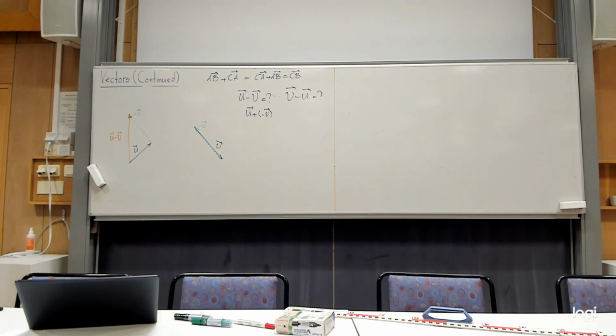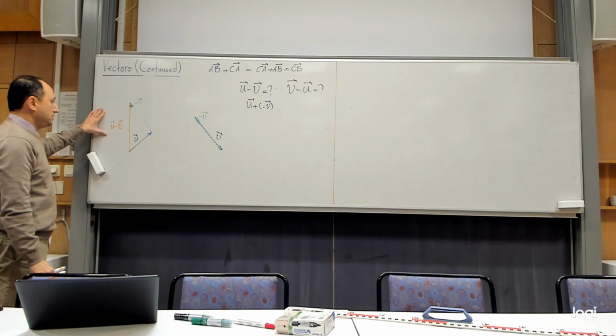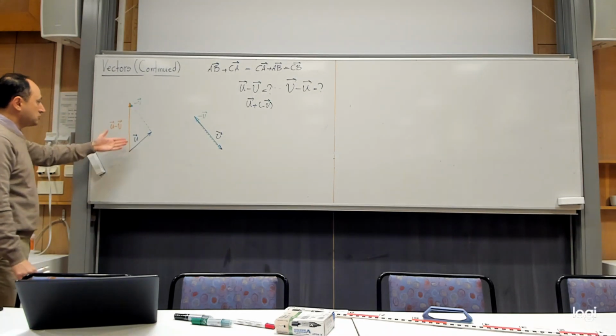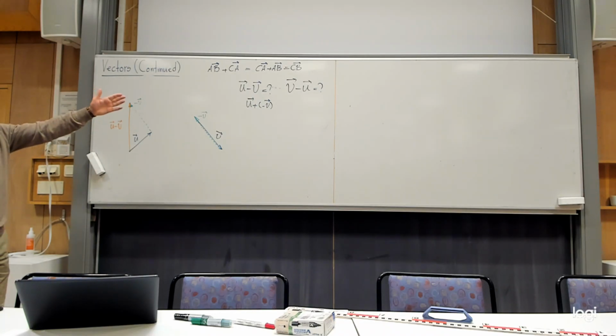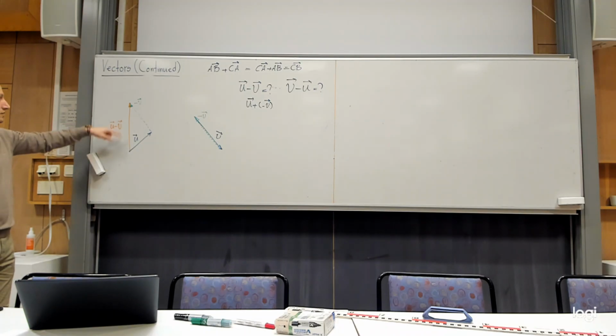Yes? But now, if I ask you to draw v minus u, what are we supposed to do? Let me draw it exactly in the same picture. So what is v minus u? What is your prediction? If I draw v minus u, how will that vector be related to this orange vector at the end?